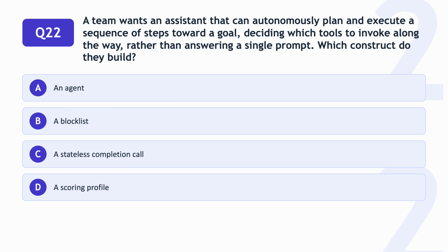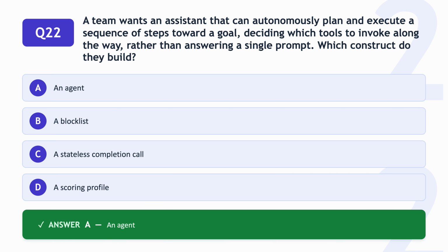A. An agent. B. A block list. C. A stateless completion call. D. A scoring profile. Pause the video if you don't want the answer yet. Correct answer, A. An agent.